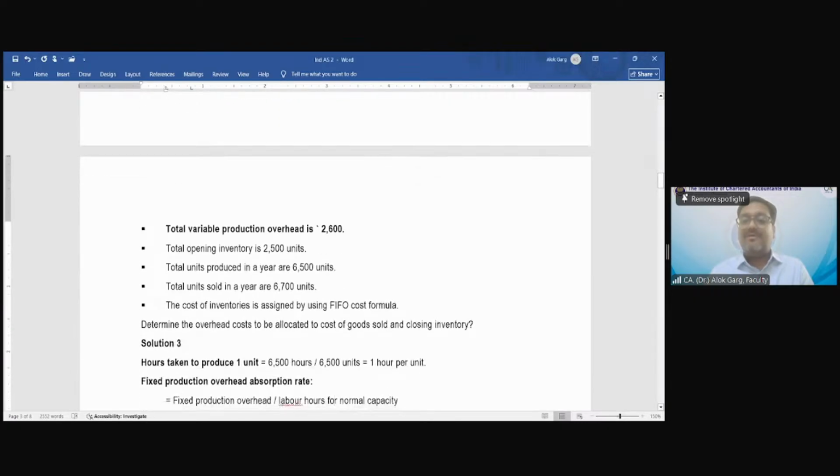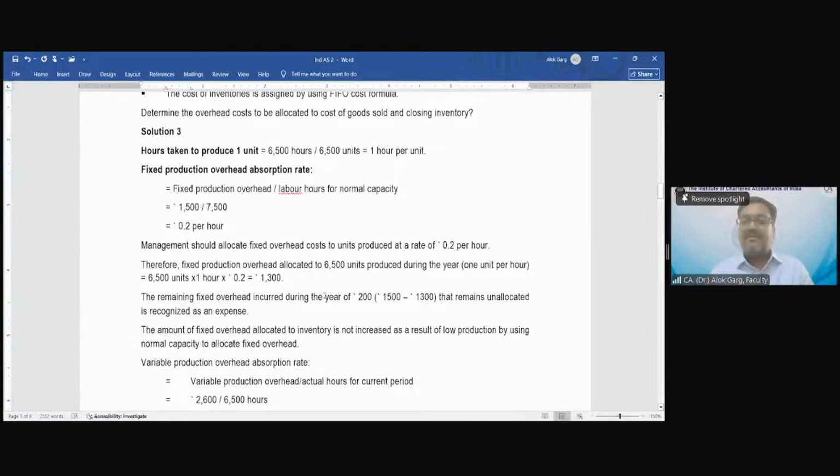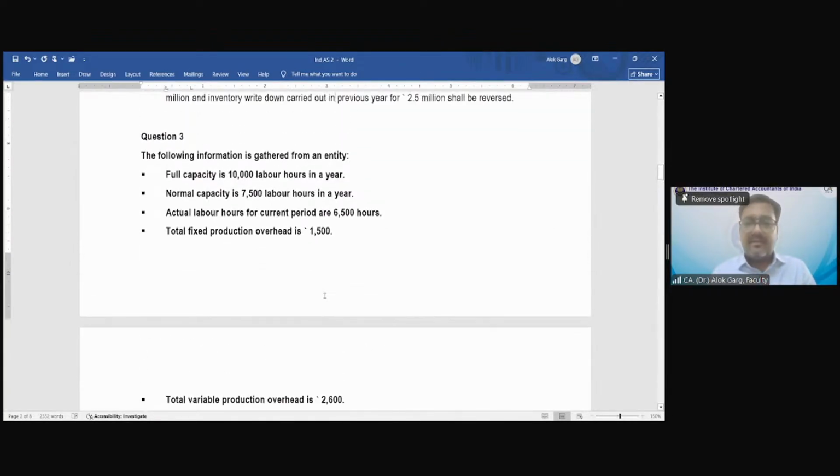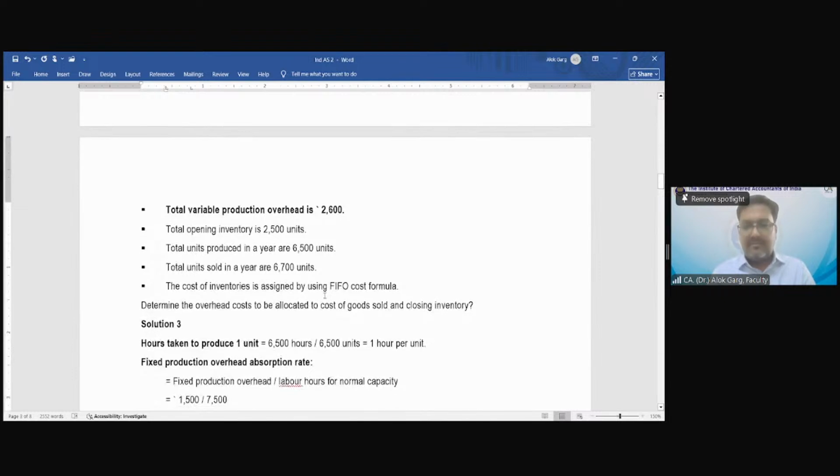What is the amount? 1,380. But how have you arrived at 1,380? 2,300 into 60 paisa. 2,300 is our closing stock units, closing inventory, into 60 paisa.